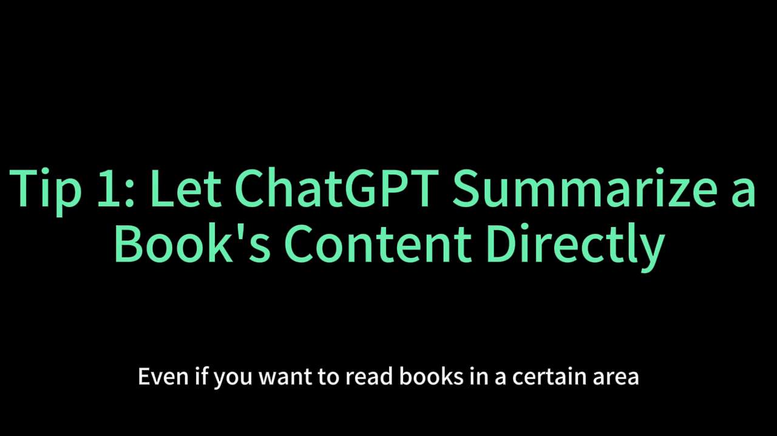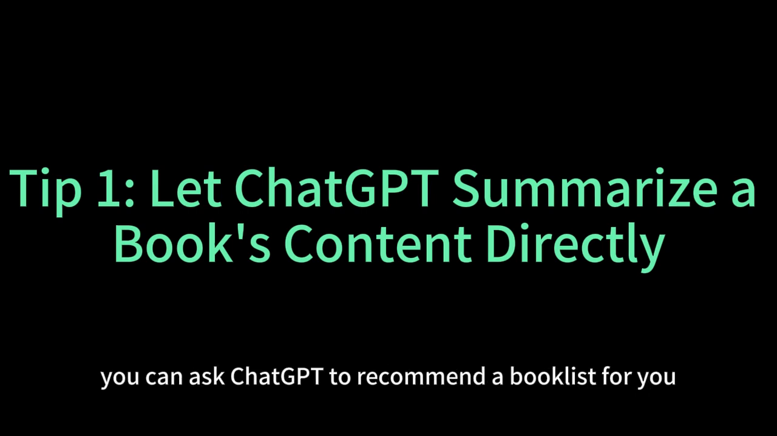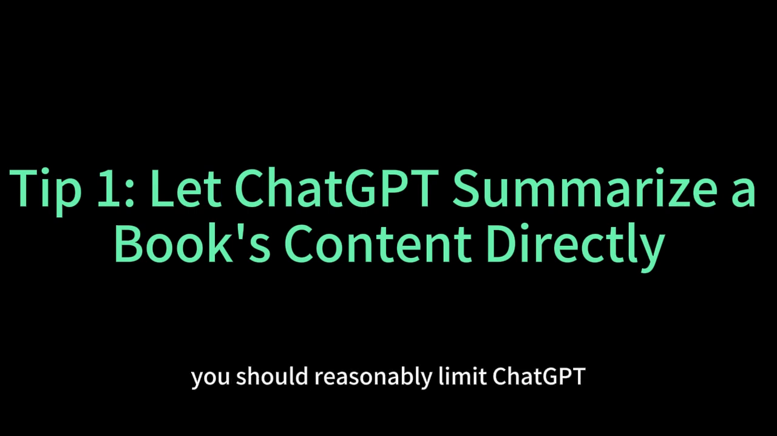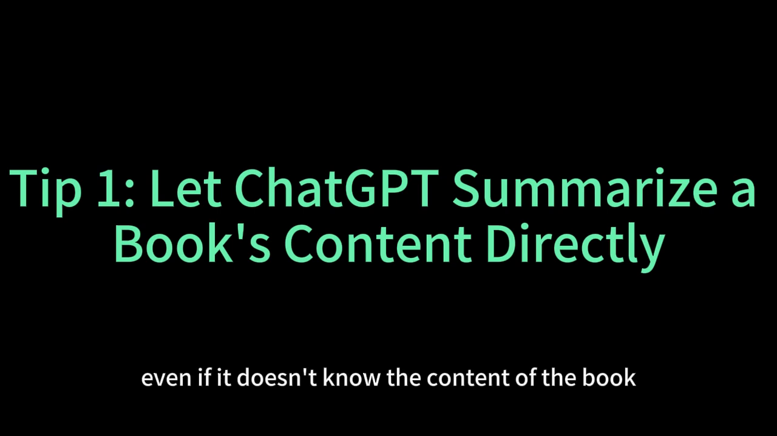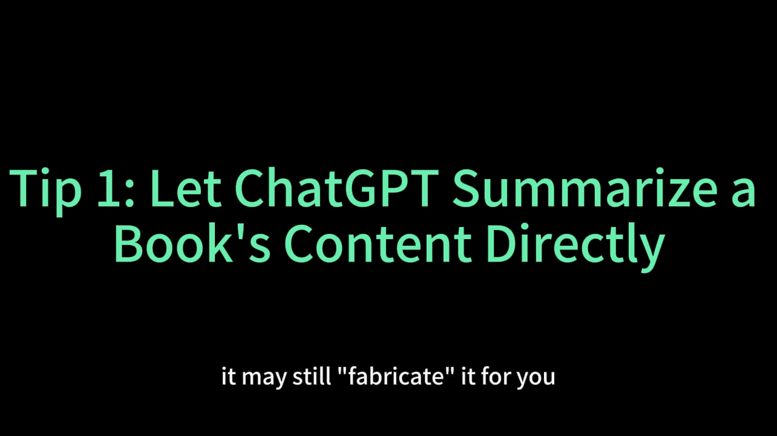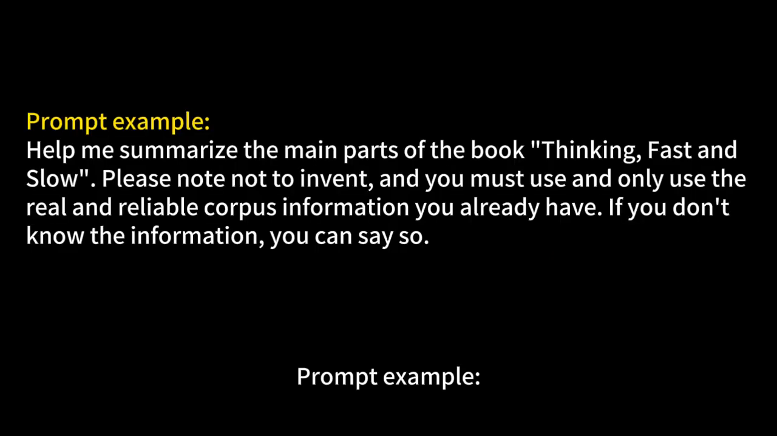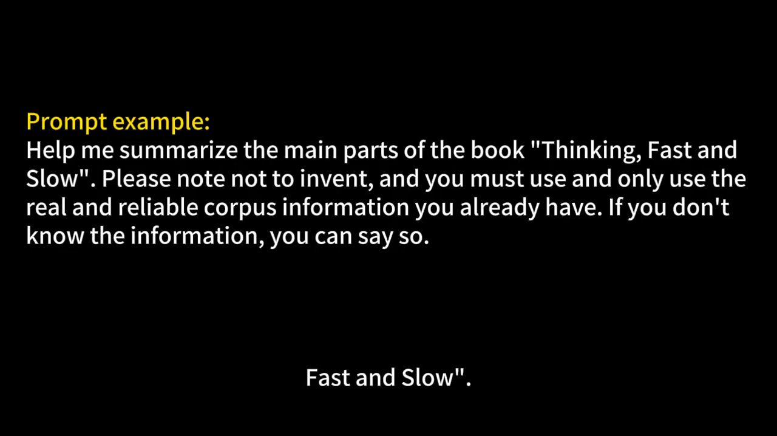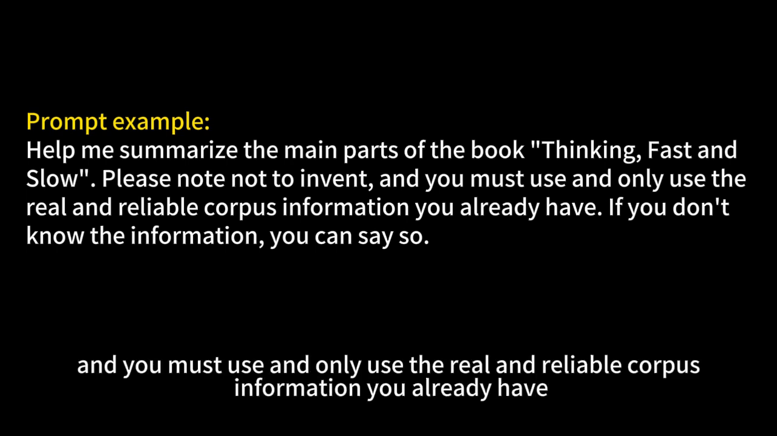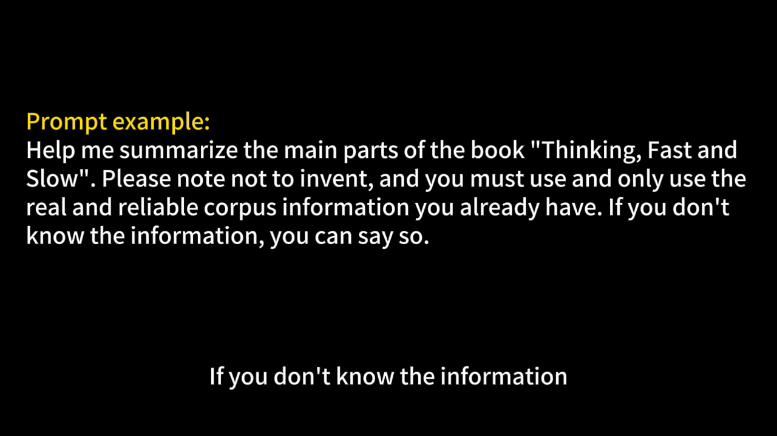Even if you want to read books in a certain area, you can ask ChatGPT to recommend a book list for you. Of course, when asking questions, you should reasonably limit ChatGPT, otherwise, even if it doesn't know the content of the book, it may still fabricate it for you. Prompt example: help me summarize the main parts of the book Thinking, Fast and Slow. Please note not to invent, and you must use and only use the real and reliable corpus information you already have. If you don't know the information, you can say so.